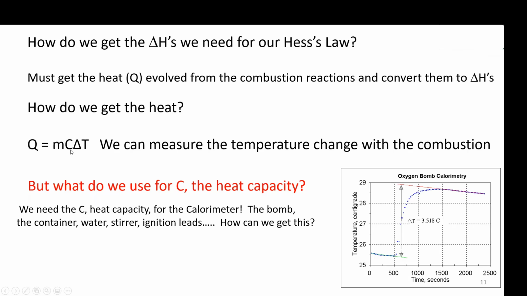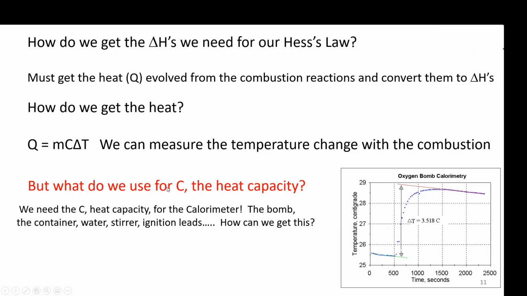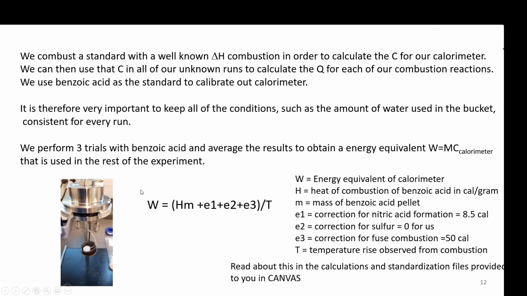How can we get a single value? We can probably measure the mass of each of them, but how can we get a single value of a C here? So we use something we already know to calibrate the calorimeter so we can figure out the C. And actually figuring out the C is relatively difficult because we have different materials inside. So we will combine M and the C. We'll call that W. That's the combination of M and C.